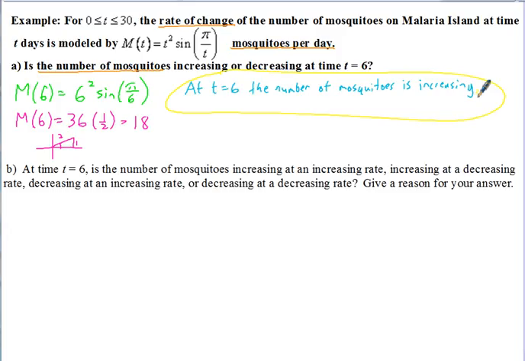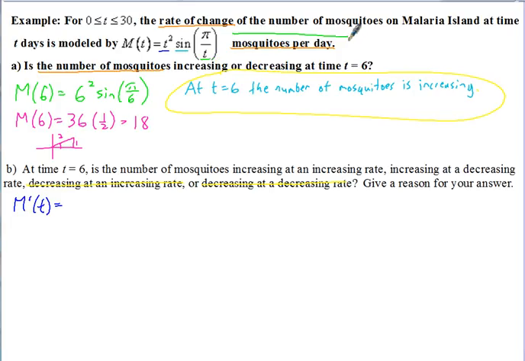Part B, though, says at time 6 is the number of mosquitoes increasing at an increasing rate, increasing at a decreasing rate, increasing at an increased rate, or decreasing at a decreasing rate. So we've already figured out it's increasing, so it's not decreasing at a decreasing rate or decreasing at an increasing rate at time 6. But we just need to know whether the rate is increasing or decreasing. And m of t is the rate of the number of mosquitoes. So we just need its derivative, m prime of t. And you can see to take the derivative of that, we need the product rule.